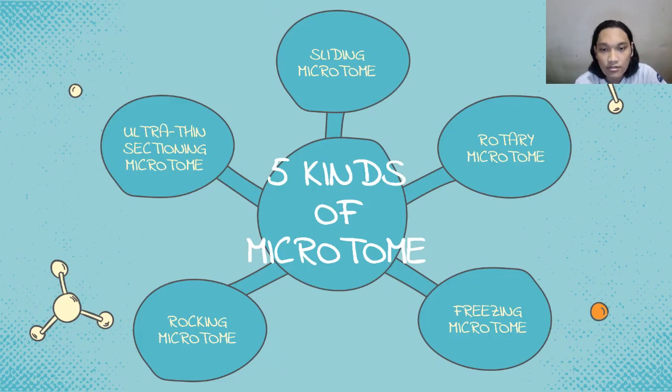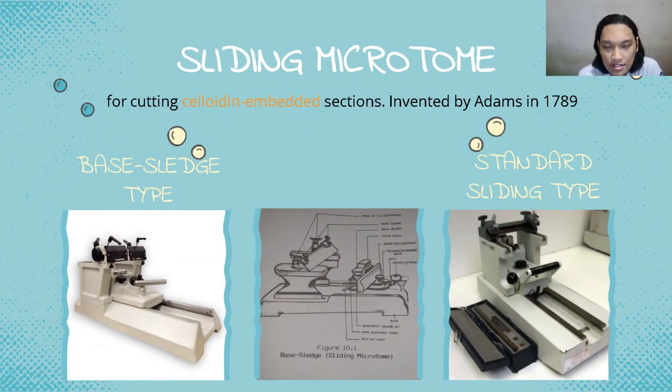So here are the 5 kinds of microtome. First, you have sliding microtome, rotary microtome, freezing microtome, rocking microtome, and ultra-thin sectioning microtome. So first, we have the sliding microtome. It is for cutting celluloid embedded sections, and it was invented by Adams in 1789.